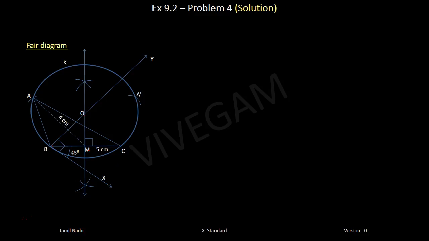You got it? Earlier what did we do? From M we drew an arc at 4 cm cutting the perpendicular bisector, and then we drew a parallel line to BC.